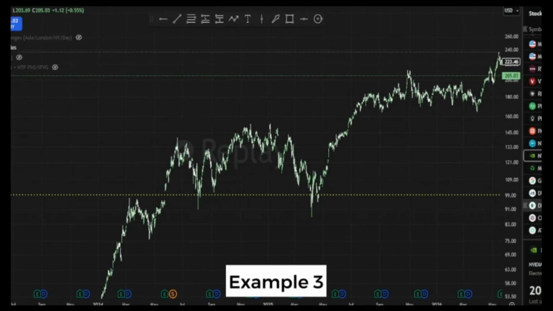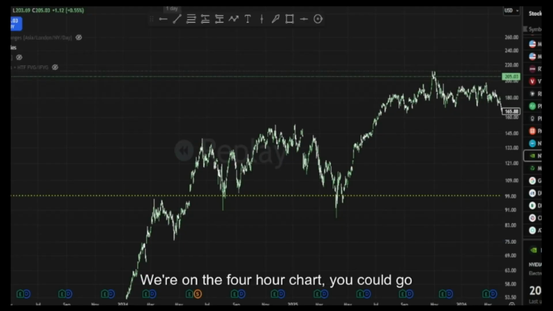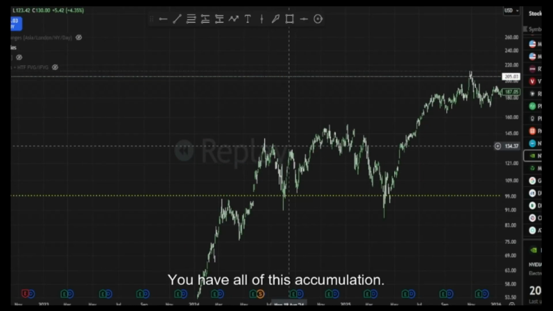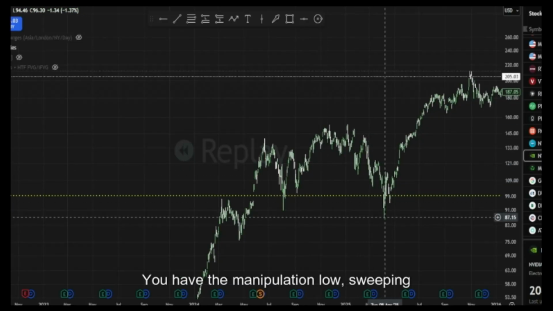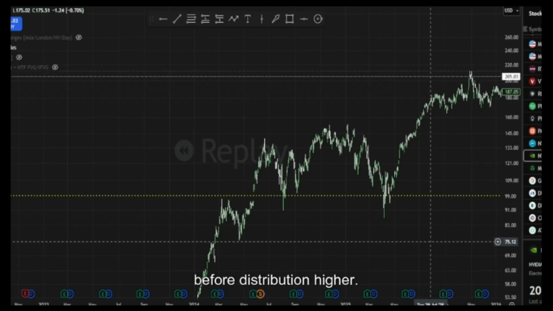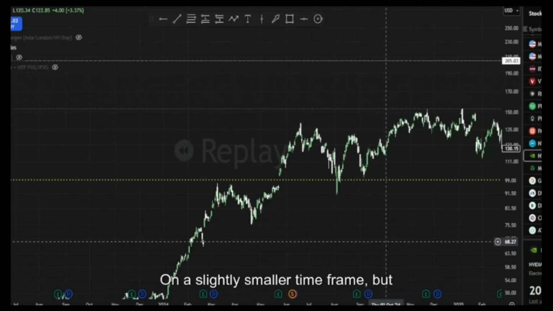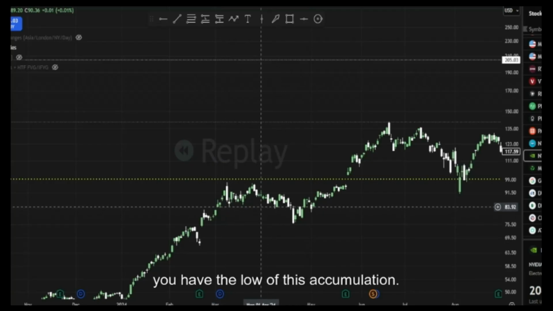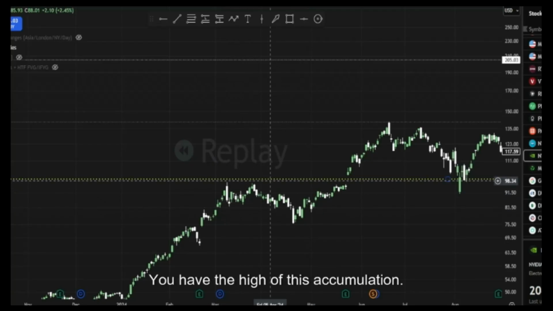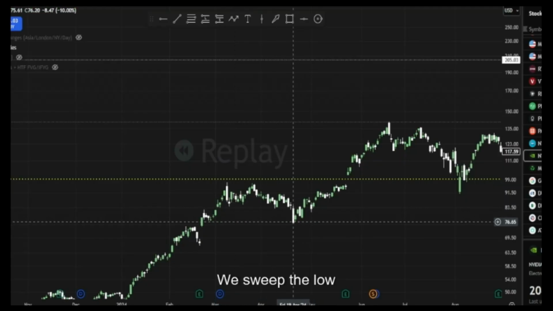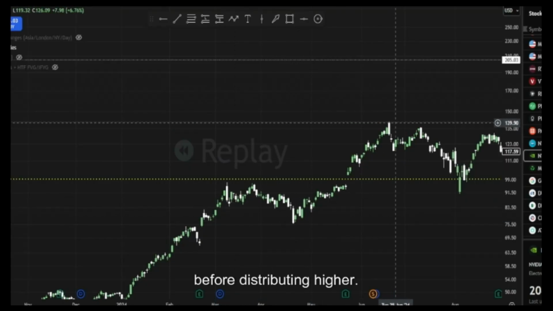And this is NVIDIA, so you can see that this happens everywhere, even on stock charts. We're on the 4-hour chart. You could go to the daily chart. You can see it everywhere. You have all of this accumulation. You have the manipulation low, sweeping everything out before distribution higher. On a slightly smaller time frame, but nonetheless, you have the low of this accumulation. You have the high of this accumulation. We sweep the low before distributing higher.